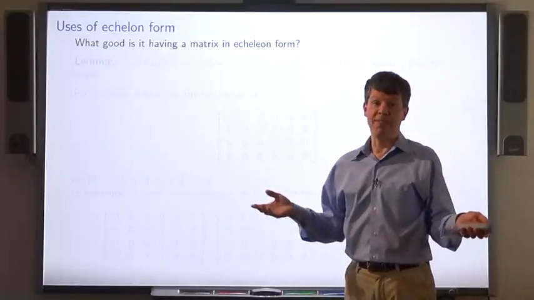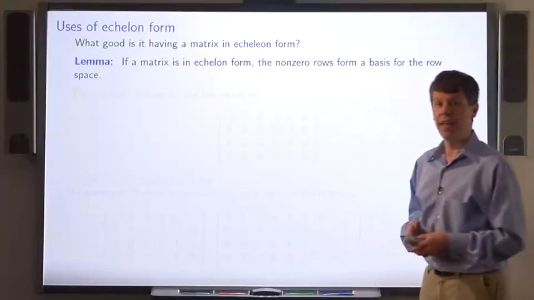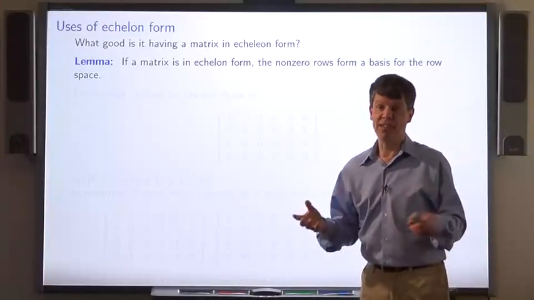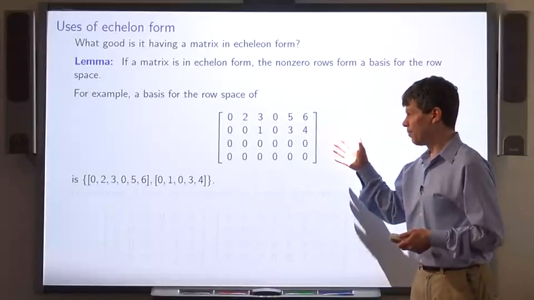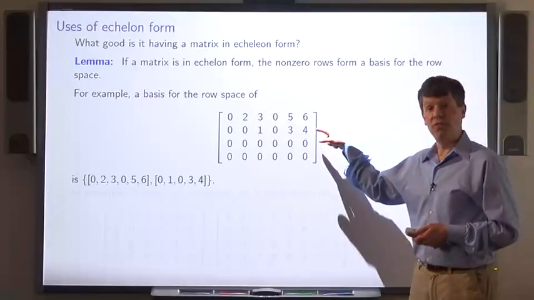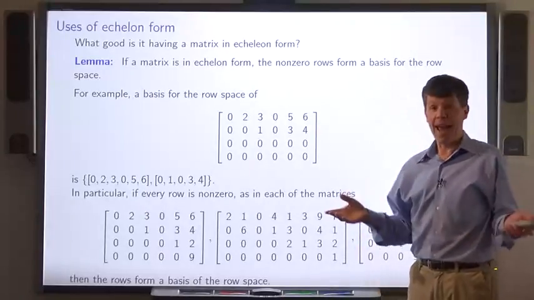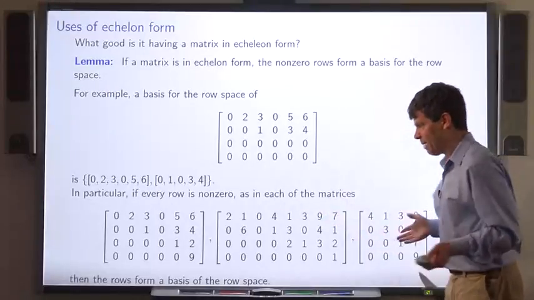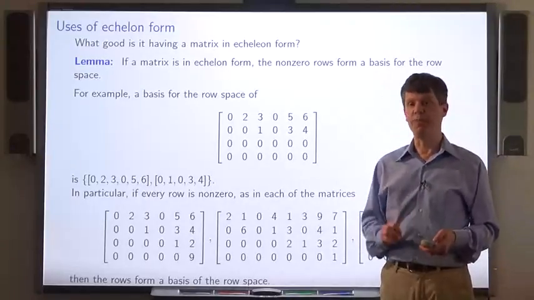What good is it having a matrix in echelon form? One thing is that the non-zero rows of the matrix form a basis for the row space of the matrix. For example, in this matrix, a basis for the row space is given by these first two rows. In particular, if every row is non-zero, as in these matrices, then the rows form a basis for the row space.